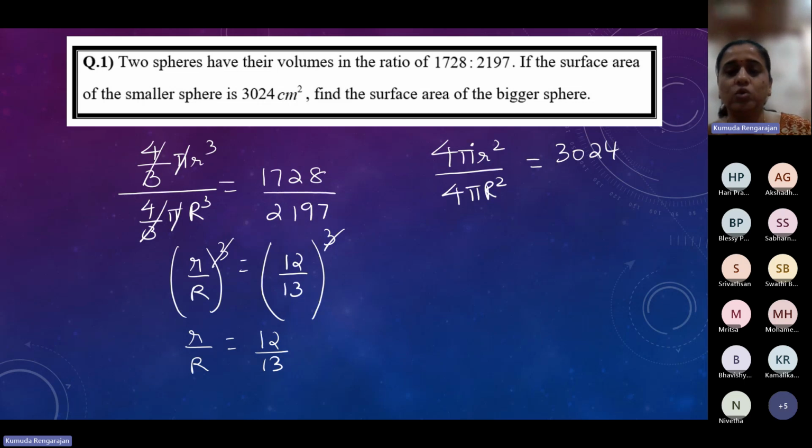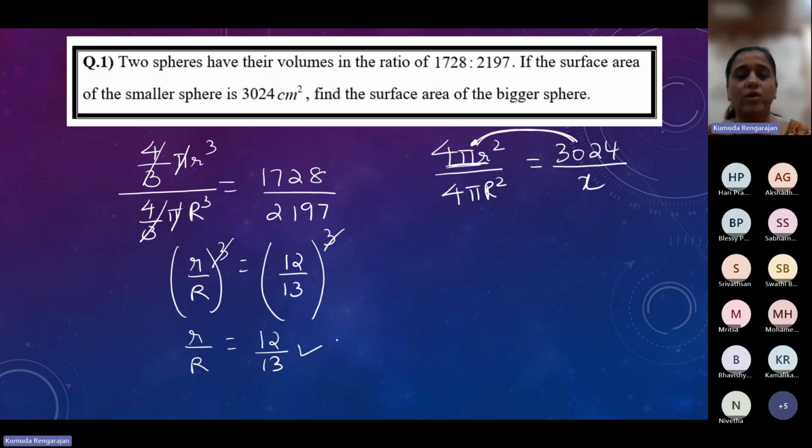Because the numerator here on the left hand side is the formula to find the surface area of the smaller sphere, and the surface area is 3024. So 4 pi r square represents the surface area of the smaller sphere. So we write 3024 in the numerator here, over the surface area of the bigger sphere, which we have to find. You can just call it x or whatever.